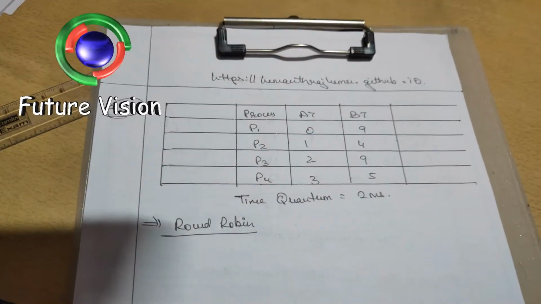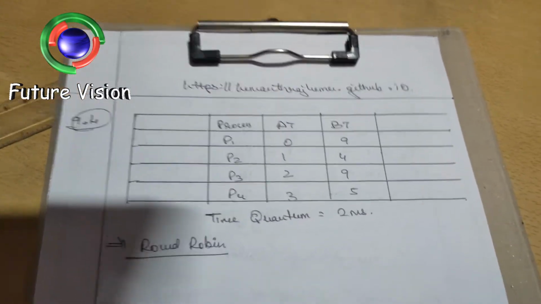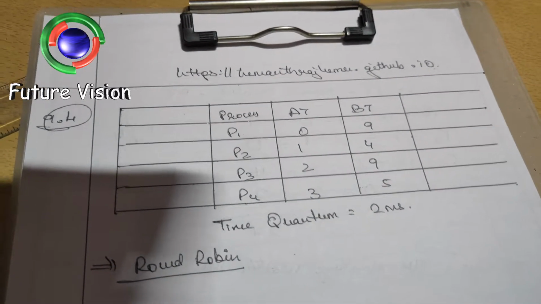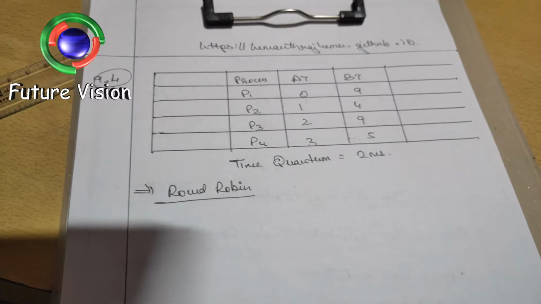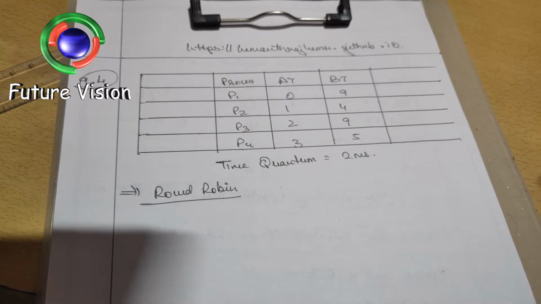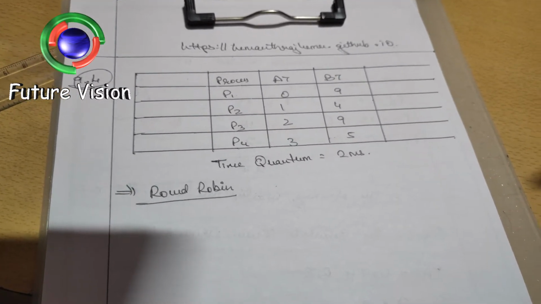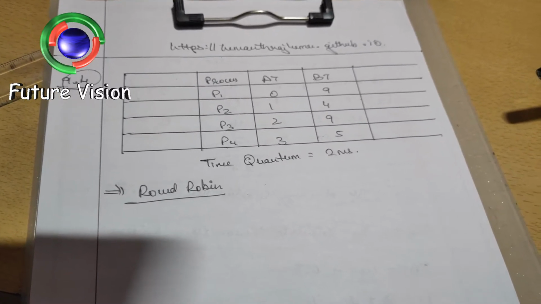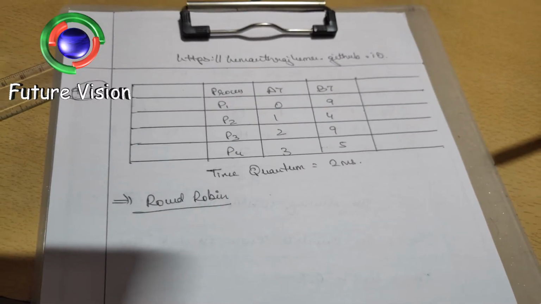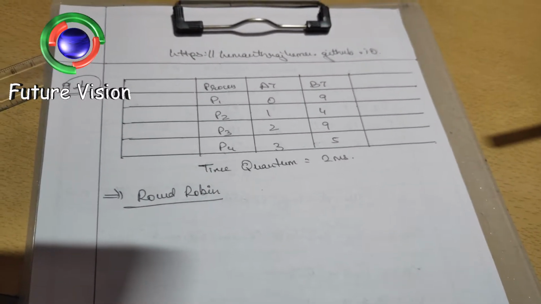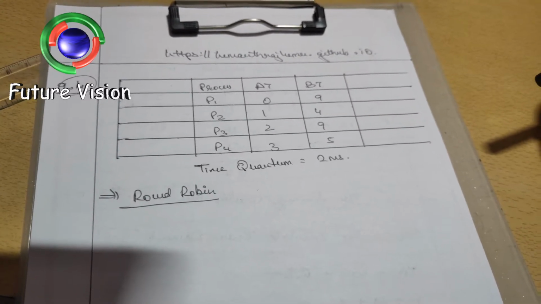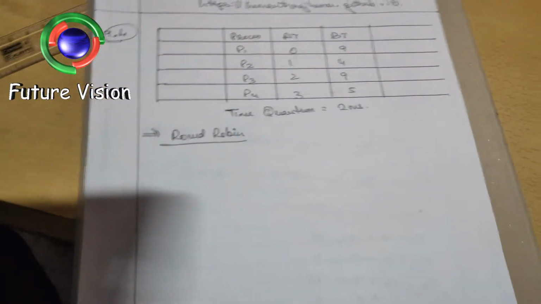In this video we will see how to solve round robin. You can see the table is provided with time quantum as 2 milliseconds. Now round robin is based on an algorithm where a process is allocated a time slot, that is the time quantum. A process can utilize the complete time quantum or it can use some part of the time quantum. This will be demonstrated while doing the example.